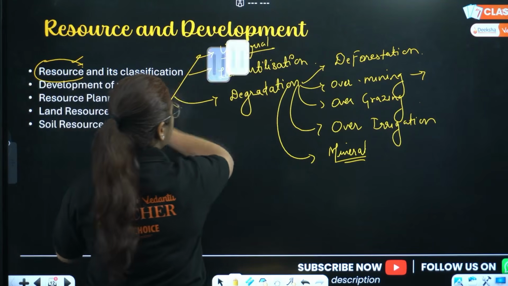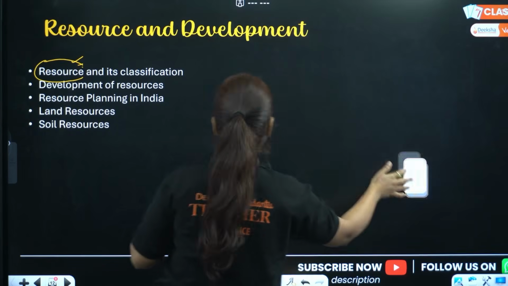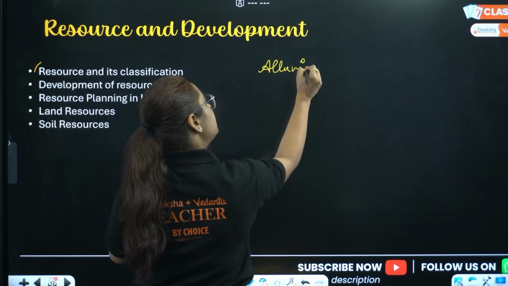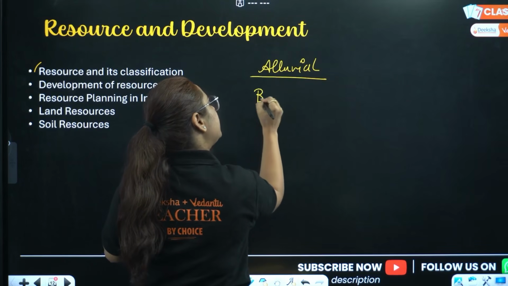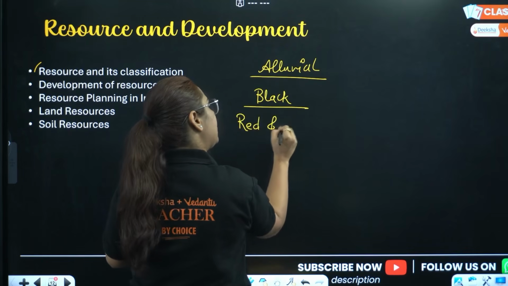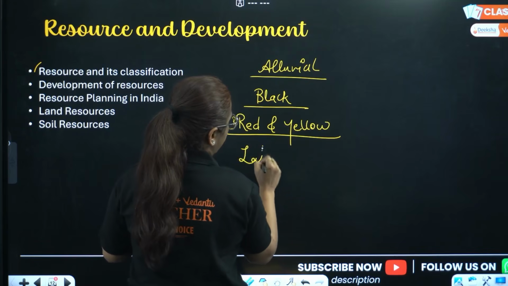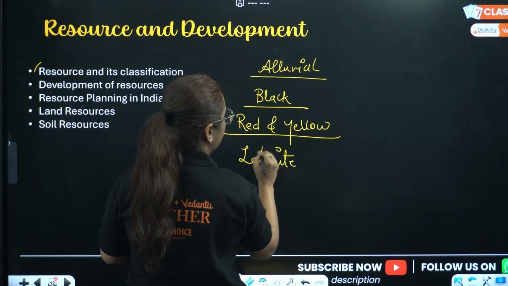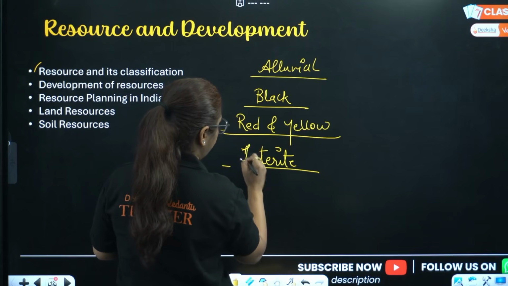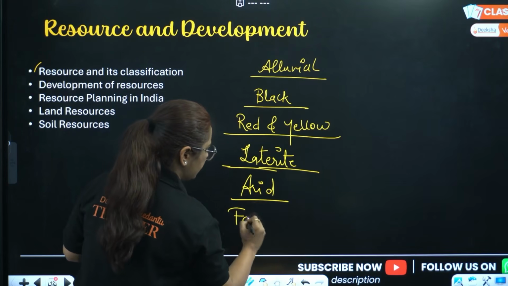Students, how many types of soil are there in India? Six types of soils are there. This is something that I know you have marked up. The first one is alluvial soil. Then we have black soil. The third one is red and yellow soil. Then we have laterite soil. Then we have arid soil, forest and mountain soil.